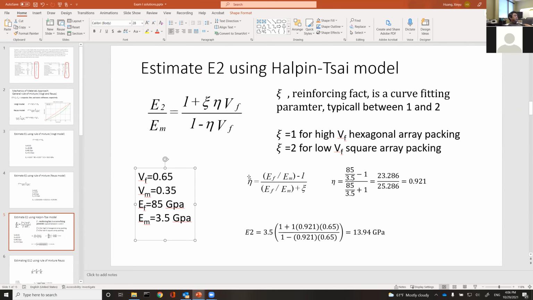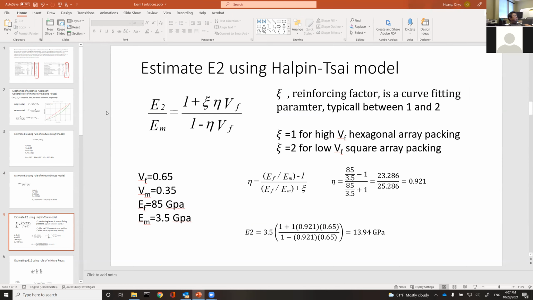There are some parameters you have to fix. One of them is a reinforcing factor. This factor is a curve fitting parameter, usually between 1 and 2. For hex array packing with high VF, it's 1. For low volume fraction square packing, it's 2. So if it's closer to square packing, low volume fraction, you can pick somewhere in between 1 and 2, close to 2.